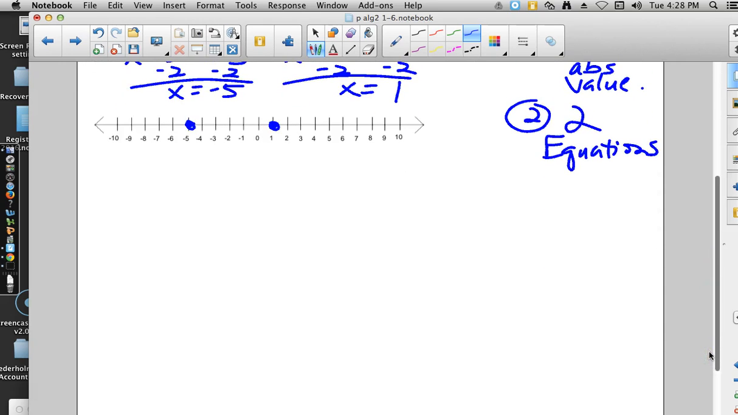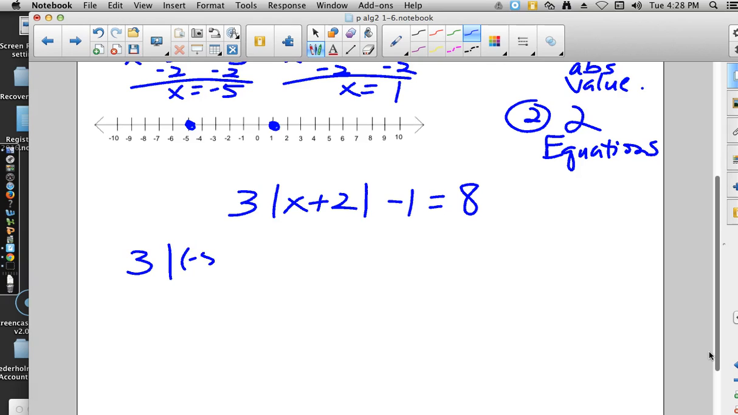So let me get this down here a little bit, and I'll just rewrite it. We had solve and graph 3 absolute value of x plus 2 minus 1 equals 8. And we said there were two answers, negative 5. So 3 times the absolute value of negative 5 plus 2 minus 1 equals 8, and positive 1.